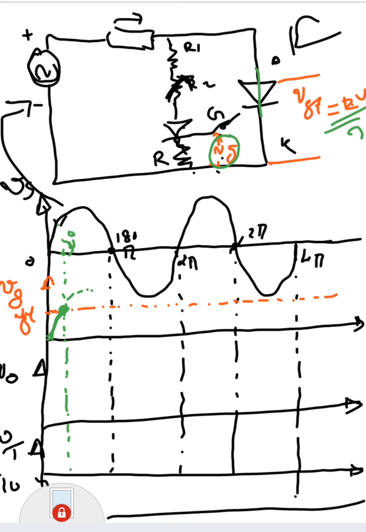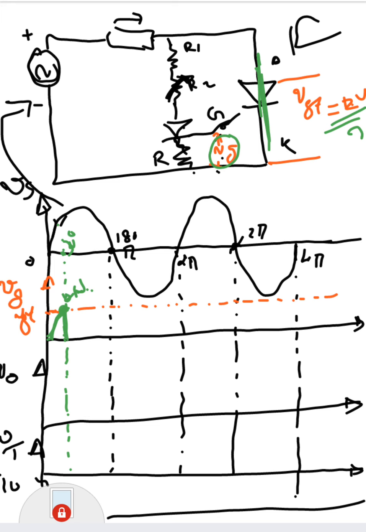So when the SCR turns on, previously I have mentioned what the output voltage is. When the switch is on, output voltage is equal to input voltage. So here is where the SCR turned on. And after that, what is the output voltage? The switch has turned on here, and after that, the output voltage is equal to input voltage.